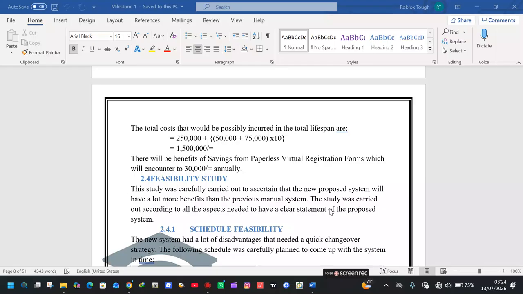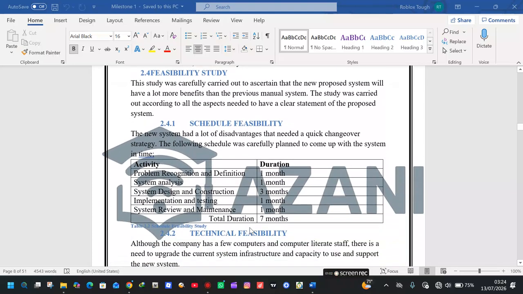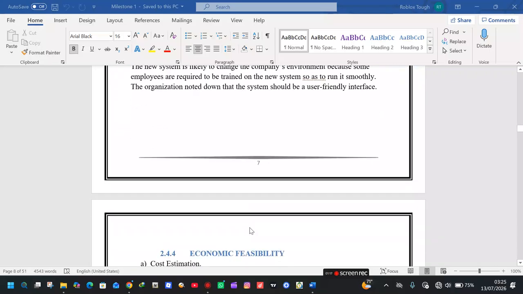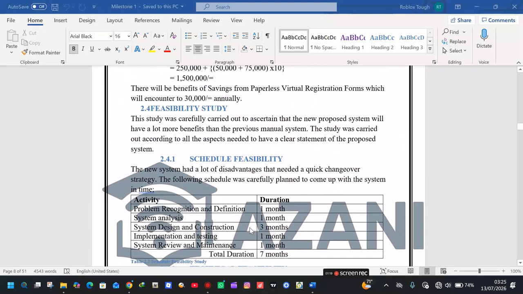There will be benefits of savings from paperless virtual recognition forms, which will amount to 30,000 Kenyan shillings annually. So the next part is the feasibility study. So we have 4 types of feasibility. There is schedule feasibility, technical feasibility, operational feasibility, and economic feasibility.